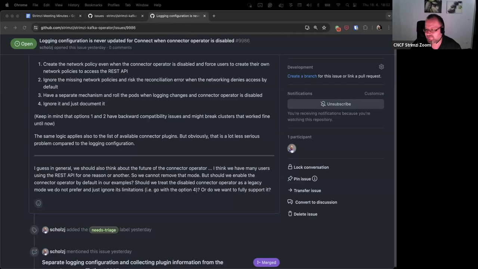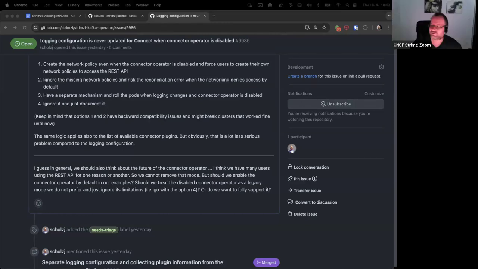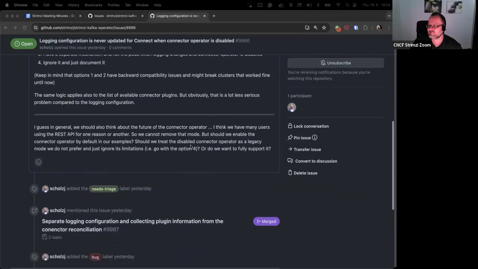Yeah, I guess it makes most sense, but it's not nice because you have two different mechanisms, so you need to test two things, you need to maintain two things, and so on. So anyone disagrees with going with option 3?